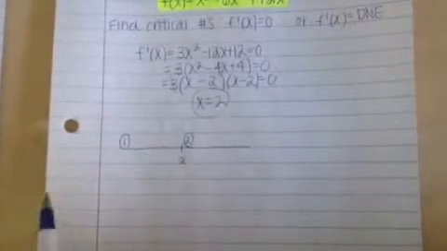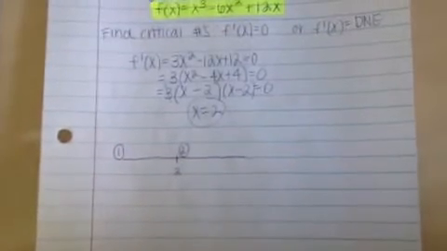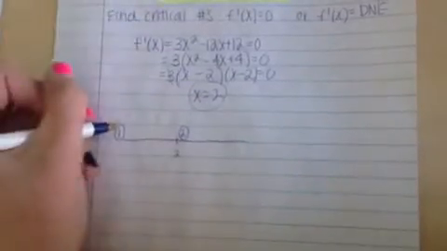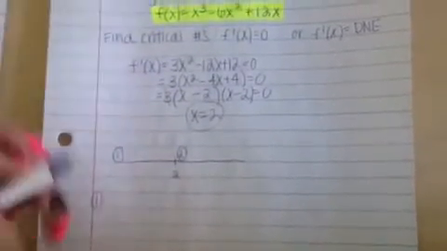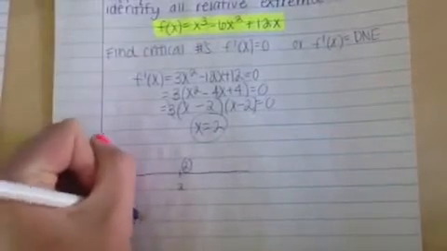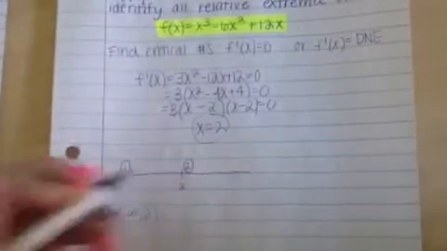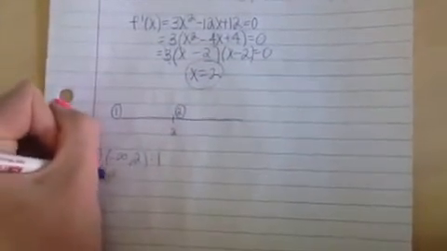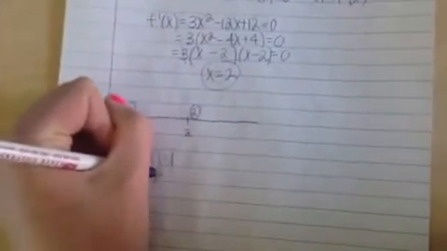Drawing this line makes it a lot easier to determine if it's increasing or decreasing, to find the relative extrema. So for section 1, that's coming from negative infinity to 2. So for any number to the left of 2, we'll just do 1. The second section is 2 to infinity. We can do any number after 2, we'll just pick 3.